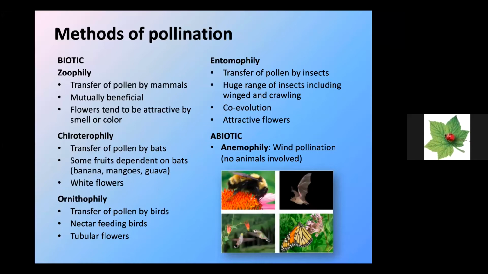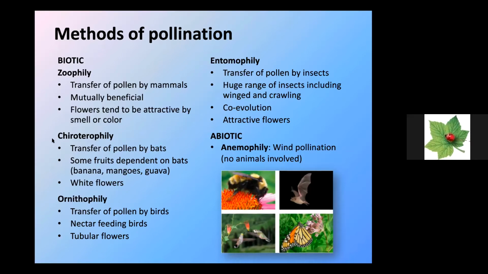And I'm not going to be able to say this name right, but chiropterophily is the transfer of pollen by bats. Oftentimes we see this in a lot of different fruits, so bananas, mangoes, and guava. Bats are also attracted to white or very light colored flowers and ones that bloom at night. Ornithophily is the transfer of pollen by birds. Most often it's nectar feeding birds that we see this happen with. With a lot of them, it's more tubular flowers, such as the hummingbirds and the flowers that they are attracted to.